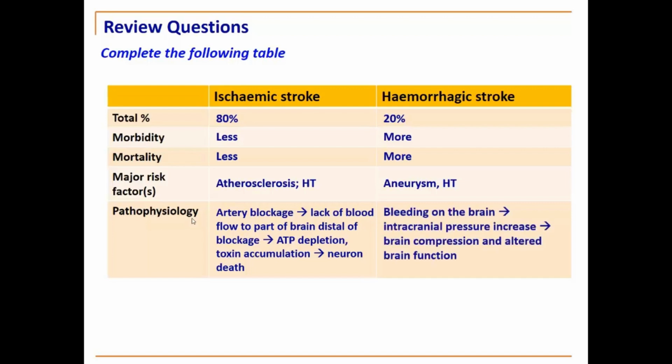And in hemorrhagic stroke, you get bleeding on the brain, leading to an increase in intracranial pressure, which can lead to brain compression and alter brain function. But also, you're getting a lack of blood flow to the part of the brain distal to that hemorrhage, leading to ATP depletion, toxin accumulation, and neuronal cell death. And it's a lot more complex. You can go and look into the mechanisms of this in a lot more detail if you wish.